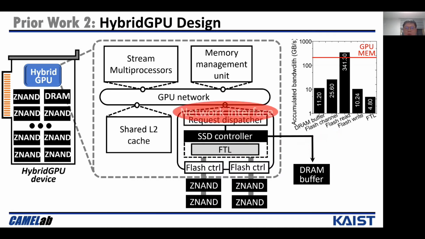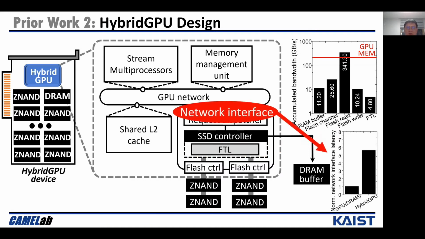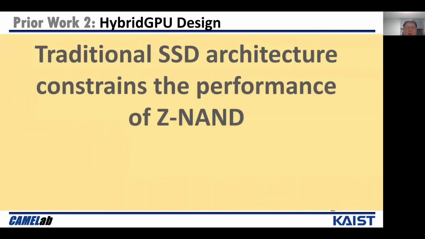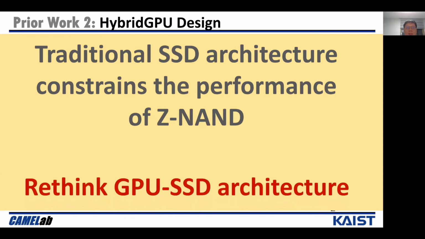We also measure the performance of the network interface in the SSD. A single request dispatcher is not sufficient to serve all the requests from multiple L2 cache banks. Compared to multiple memory controllers, a single request dispatcher can increase the latency by around 5 times. Based on the performance analysis, we can conclude that the traditional SSD architecture actually constrains the potential performance of the SSD. To narrow down the performance disparity between the GPU and SSD, we need to rethink the GPU SSD architecture.